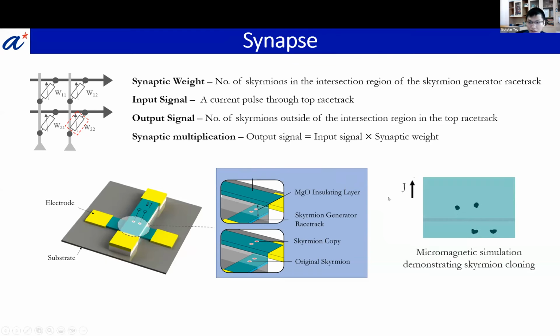So here is a short simulation result of what we have obtained. And now if we define the number of skyrmions in the top racetrack as the output signal, we can see that the output signal is the product of the number of pulses through the bottom racetrack and the number of pulses through the top racetrack.